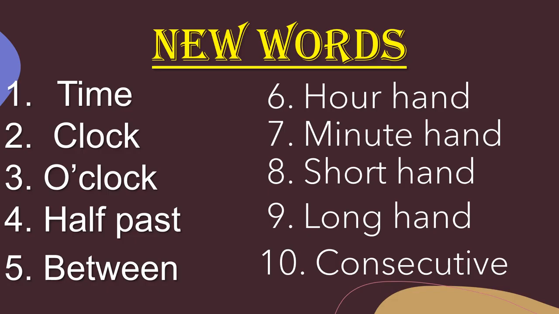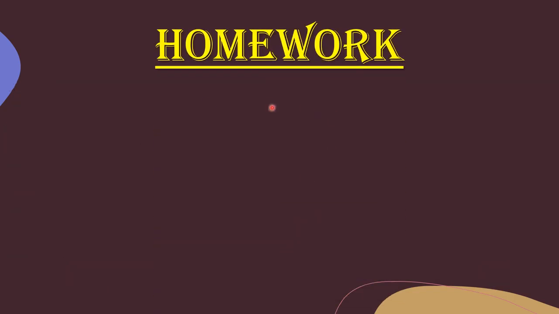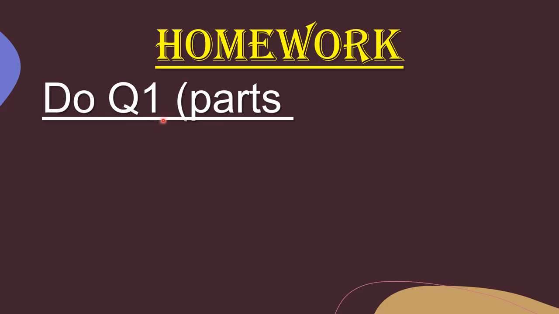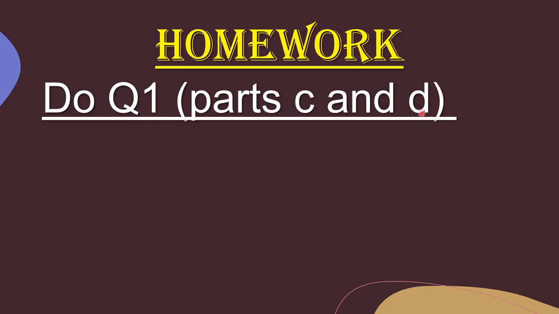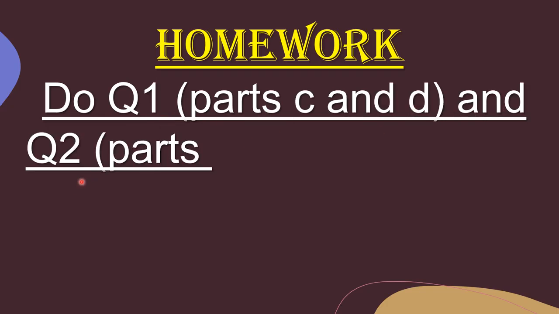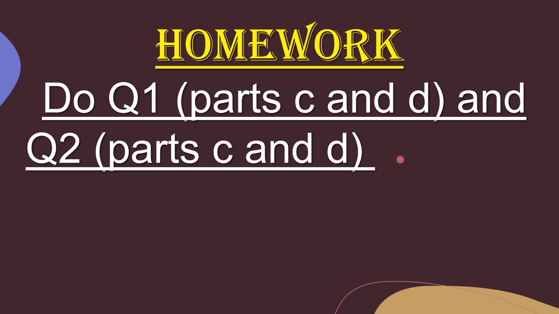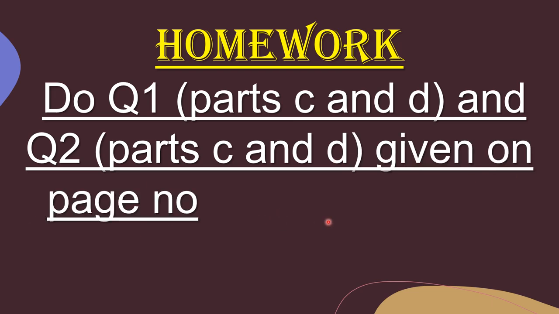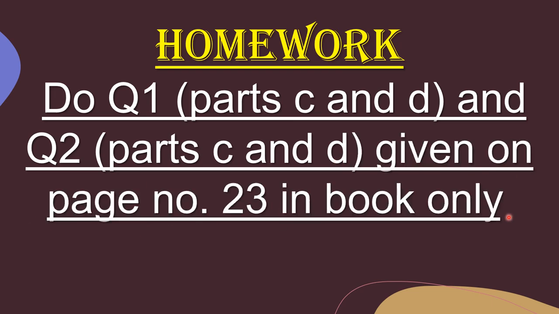Okay beta. Now today's homework. Do question number 1, part C and D. Okay, and question number 2, part C and D, given on page number 23 in the book only. You have to do the 2 parts of question number 1 on o'clock, C and D, and the 2 parts of question number 2 on half past, C and D. Okay, it is given in your book on page number 23.